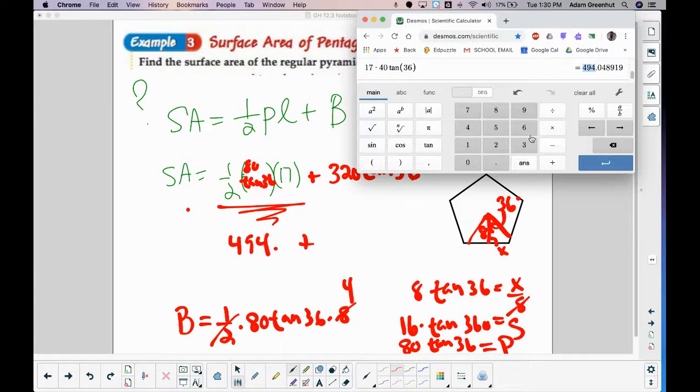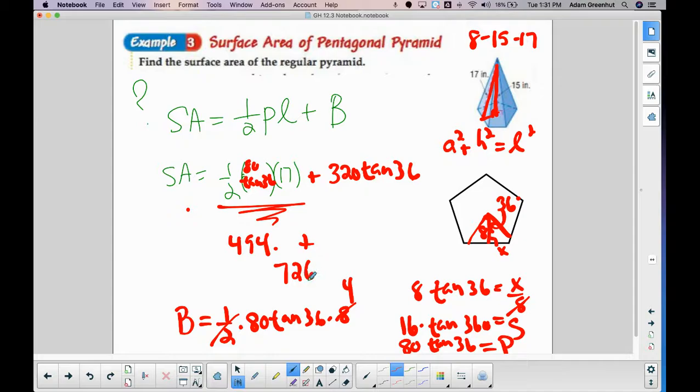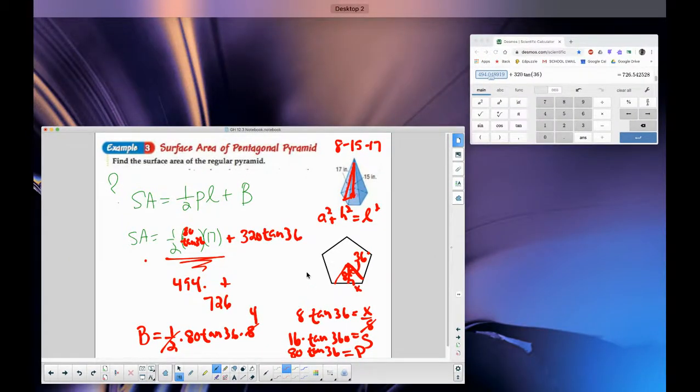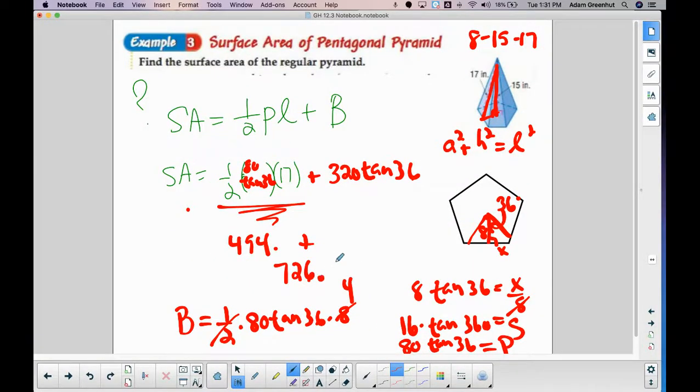So I'm going to go answer plus 320 tan 36. And my total, 726 is what that said. I'm just going to get my total there, 726.54. There's my total surface area. I never actually found the area of this 320 tan 36.